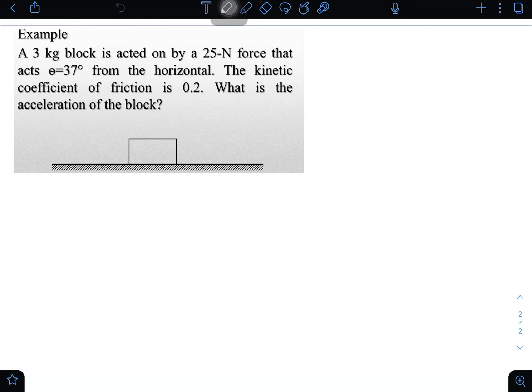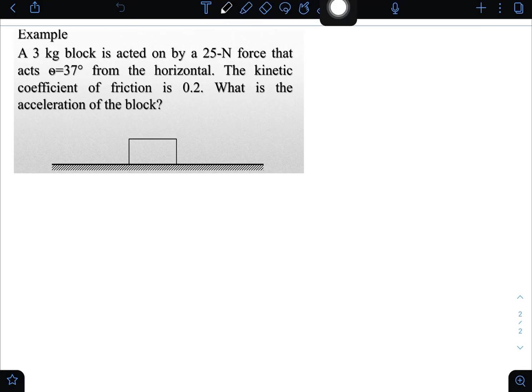So we have this example, an introductory example. A 3 kilogram block is acted on by a 25 Newton force that acts 37 degrees with respect to the horizontal. The kinetic coefficient of friction is 0.2. What is the acceleration of the block?